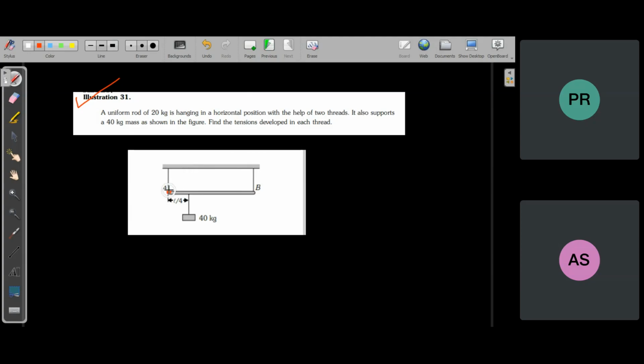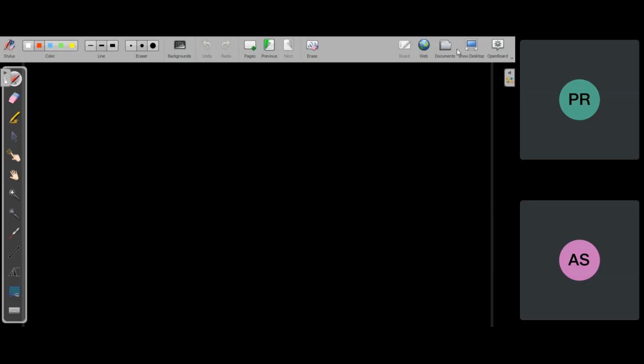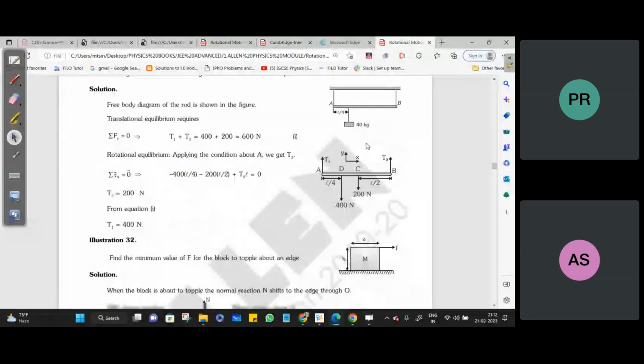Okay. 400 into minus L by 4 minus 400 into L by 4 minus 200 into L by 2 plus T2L equals 0. So both you are saying minus. If both are minus, then you will get negative, no? Why are you saying both minus? Look at the torque. At this point, this force will try to rotate it this side, whereas this force will try to rotate it this side, so it will be plus minus, sorry. So plus minus, no? Yes. Okay, both not minus, plus minus. Okay, so that is correct.